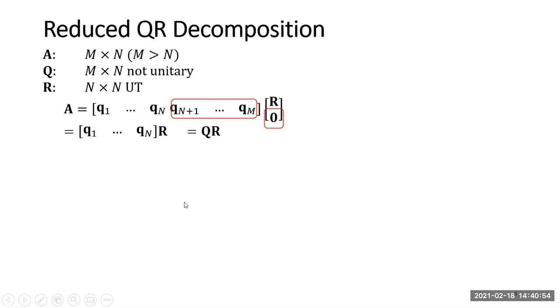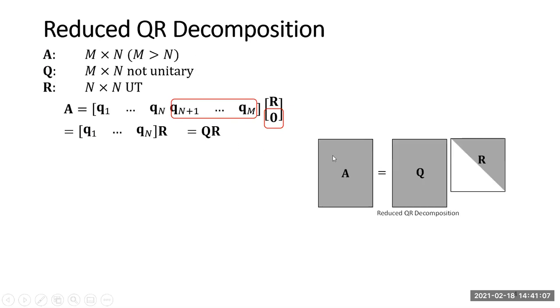So I'm left with this. And this Q is not a square matrix. It's in fact a tall matrix, right? So it cannot be a unitary matrix. This is what it looks like. This is the reduced QR decomposition. A equals, this is my reduced QR decomposition Q, which is no longer a unitary matrix because it's not even a square matrix. And this is the upper triangular matrix R.